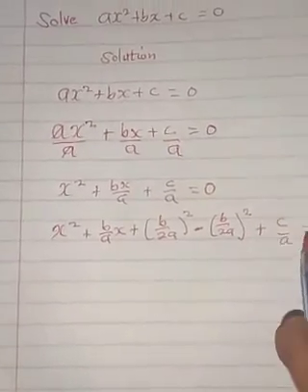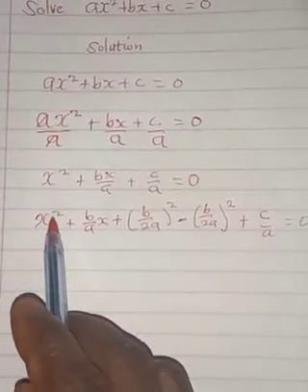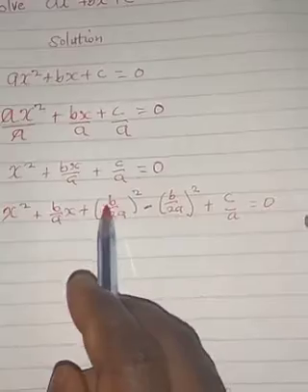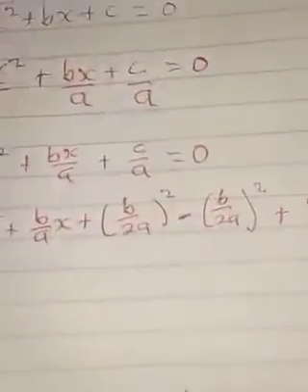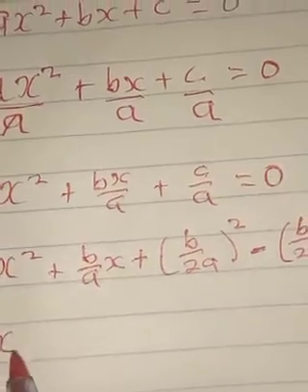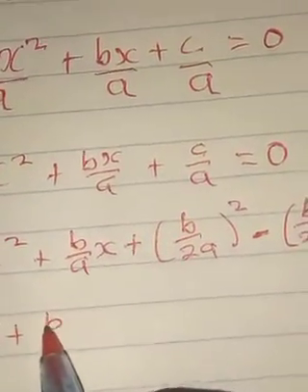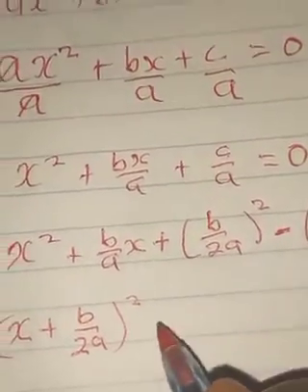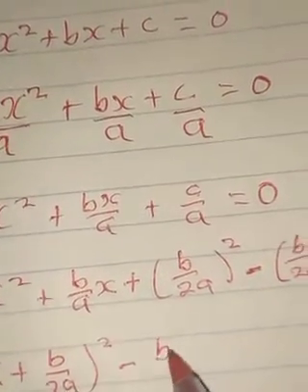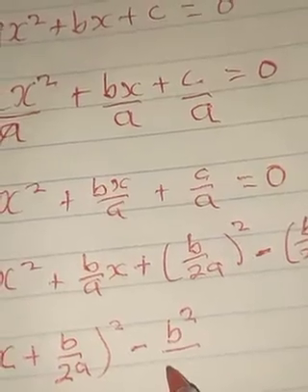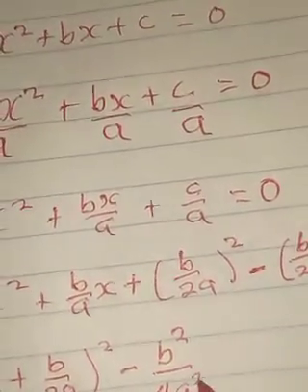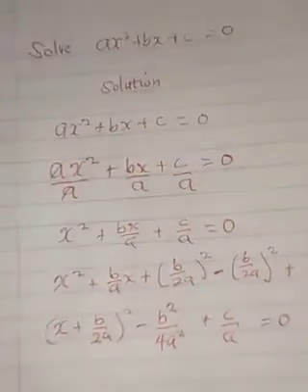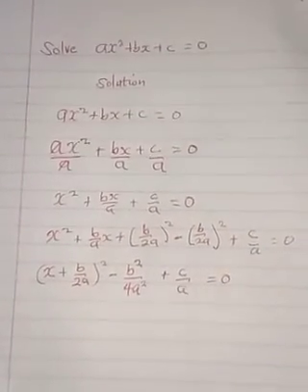Now, let's express this equation. x squared plus b over a x plus b over 2a squared can be written as x plus b over 2a all squared minus b squared all over 4a squared plus c over a, and is equal to 0.